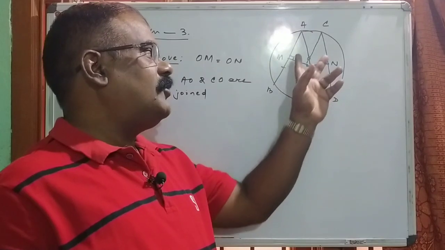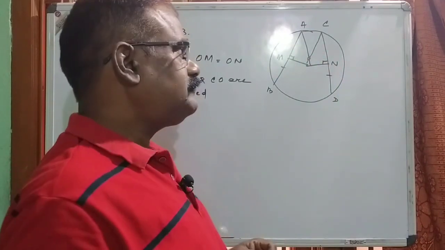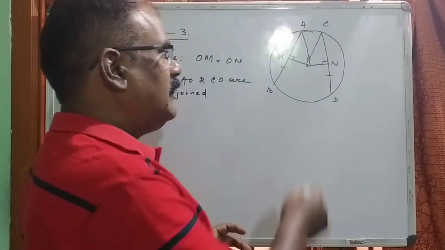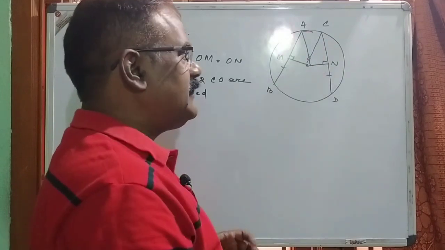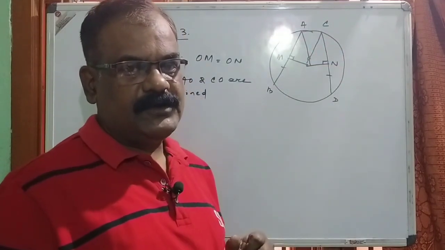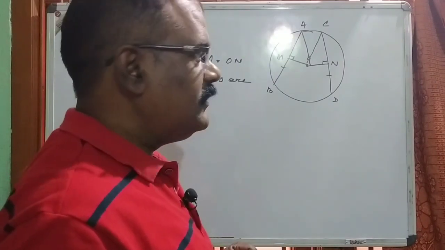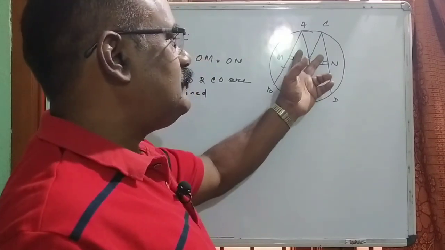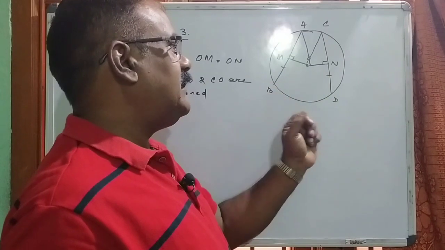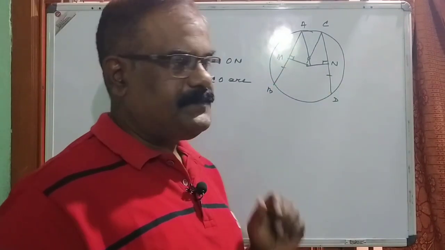Now we have all the requirements to prove these two triangles congruent. Number one, AM and CN are both equal. The angle is 90 degrees, it is given, and AO is equal to CO, that is the radius of the circle. So we have all the requirements to prove congruence. Once these two triangles are proved congruent by RHS, we can say that OM is equal to ON by CPCT.